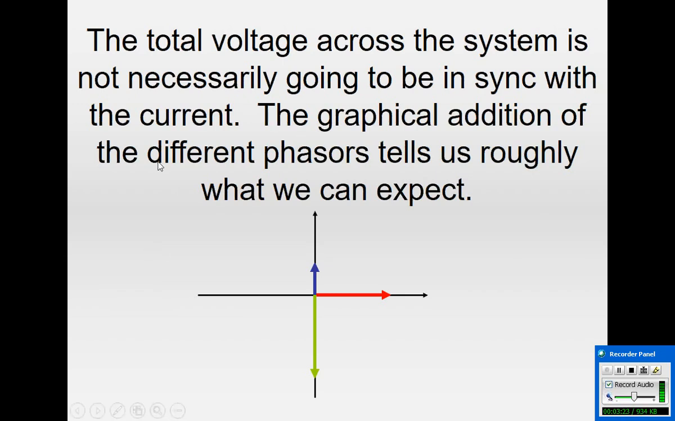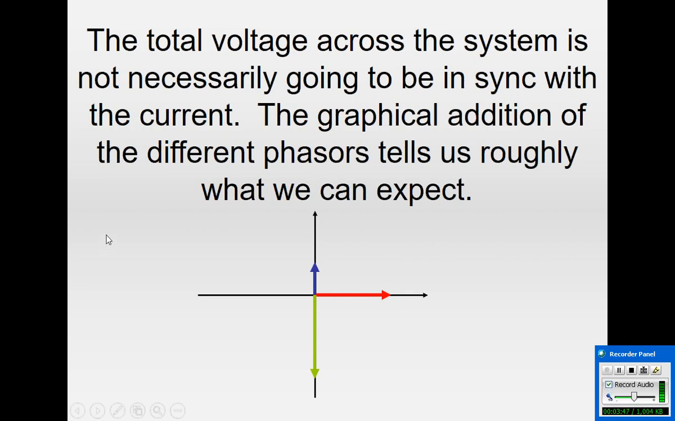Phasors are a bit like vectors in that we can graphically add them together. Remember, we said that Kirchhoff's loop rule applies. Well, the voltage difference across the inductor plus the voltage difference across the resistor plus the voltage difference across the capacitor has to balance out with the voltage supplied by the source at any given instant.